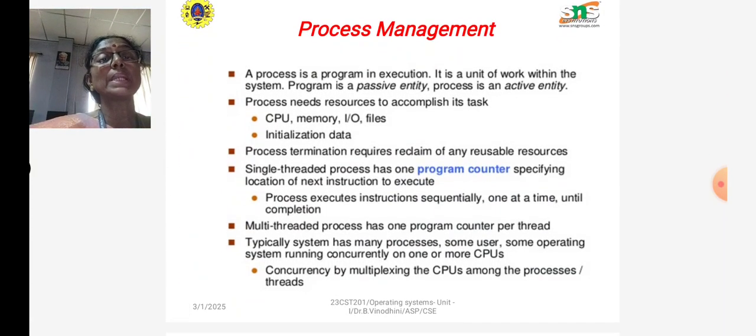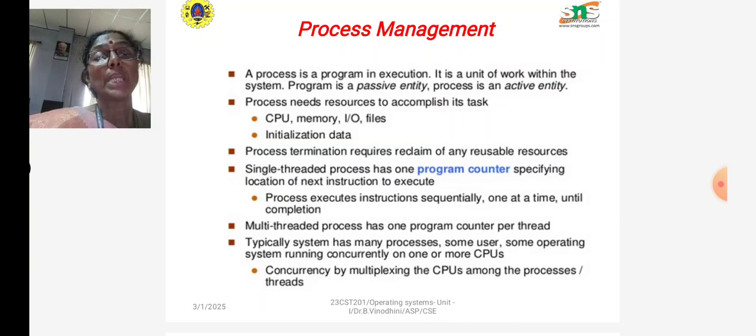In process management, a process is nothing but a program in execution. It is a unit of work within the system. A program is a passive entity and a process is an active entity. Our program resides in the secondary memory. If any process is required to execute, that set of code is brought into the main memory.